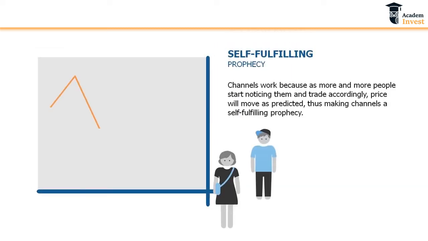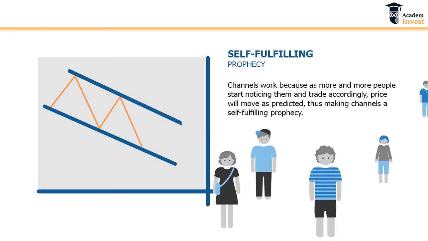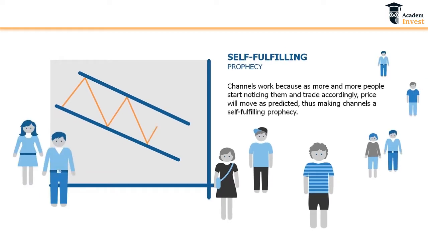Channels exist because more and more people start noticing them and use them to trade. So when a price reaches the top of the channel, many people believe that the price will start to fall, and so they sell. Because of all these people selling, the price will actually fall as predicted. Then, when reaching the bottom of the channel, a lot of people will think the price will reverse and go up, hence they buy. As a result, the price will actually go up again. As more and more people observe the channel, the price will move in the channel, because it is essentially a self-fulfilling prophecy. By knowing this, you can take advantage of a channel.